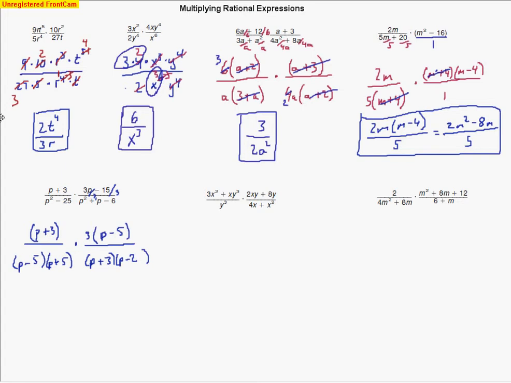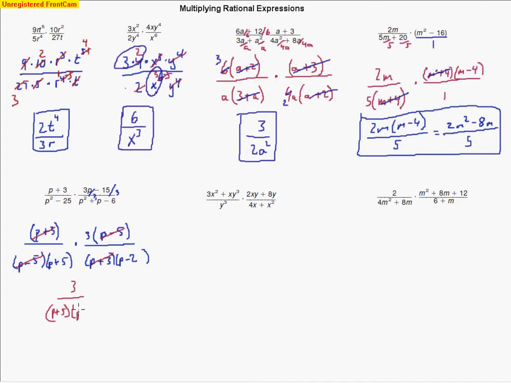And we go ahead and look for the common factors. So I see P plus 3, those will cancel. The P minus 5 will cancel this P minus 5, but that's it. See, there's no 3 down below to cancel out this 3 on top. So what I've got left is 3 over a P plus 5 and a P minus 2.